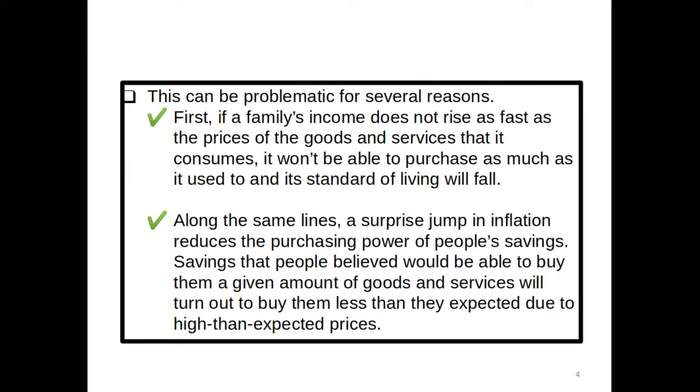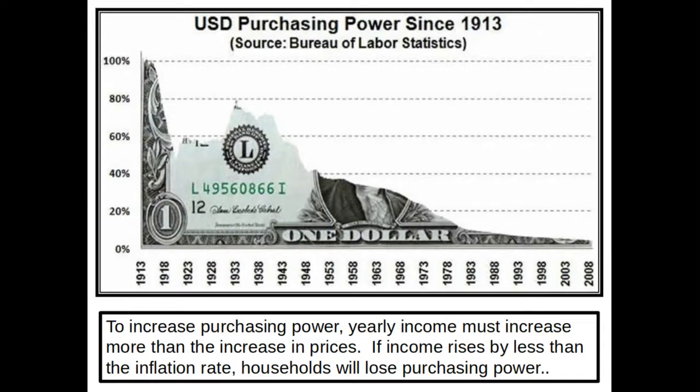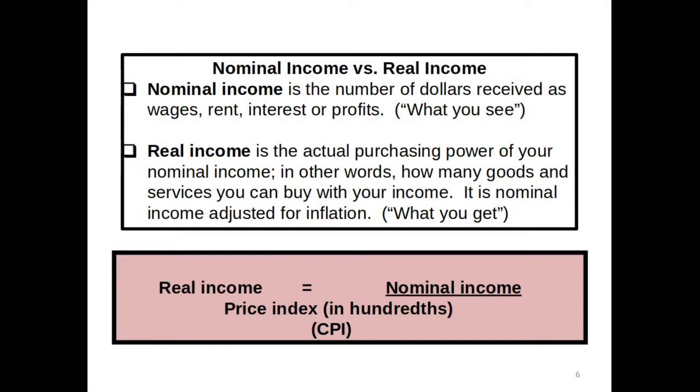And unanticipated inflation hurts those chances because we may have put our money into an investment that gives a return of 4% per year because inflation's been low and slow, like 1 to 2%. And then all of a sudden, there's a 10% inflation, crazy inflation, and that's going to erode our purchasing power. So, to increase our purchasing power, yearly income has to increase more than prices are increasing. Our income's got to go up at a faster rate than inflation. If income rises slower than the rate of inflation, we're going to lose purchasing power.